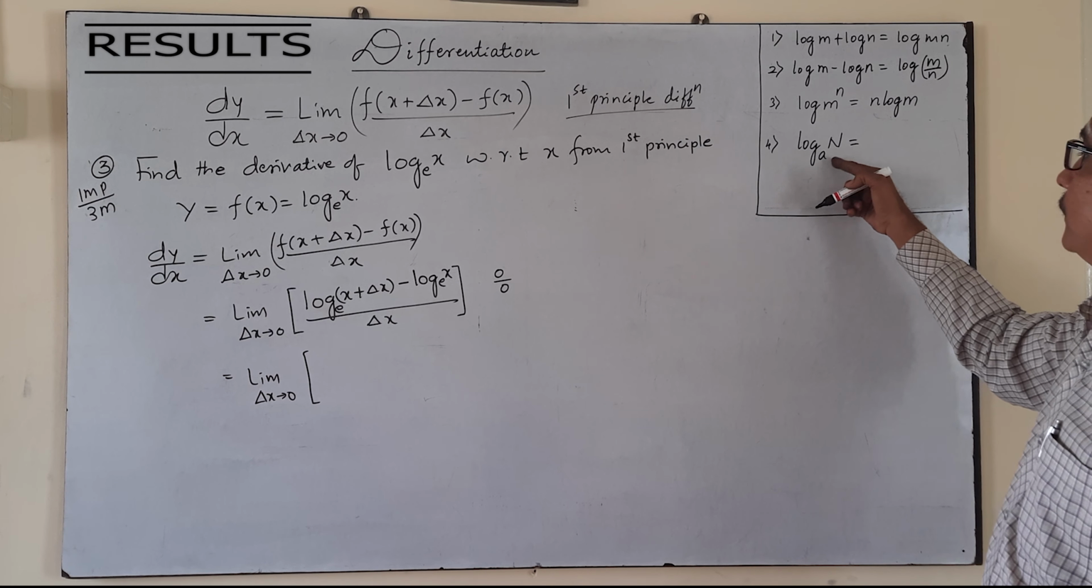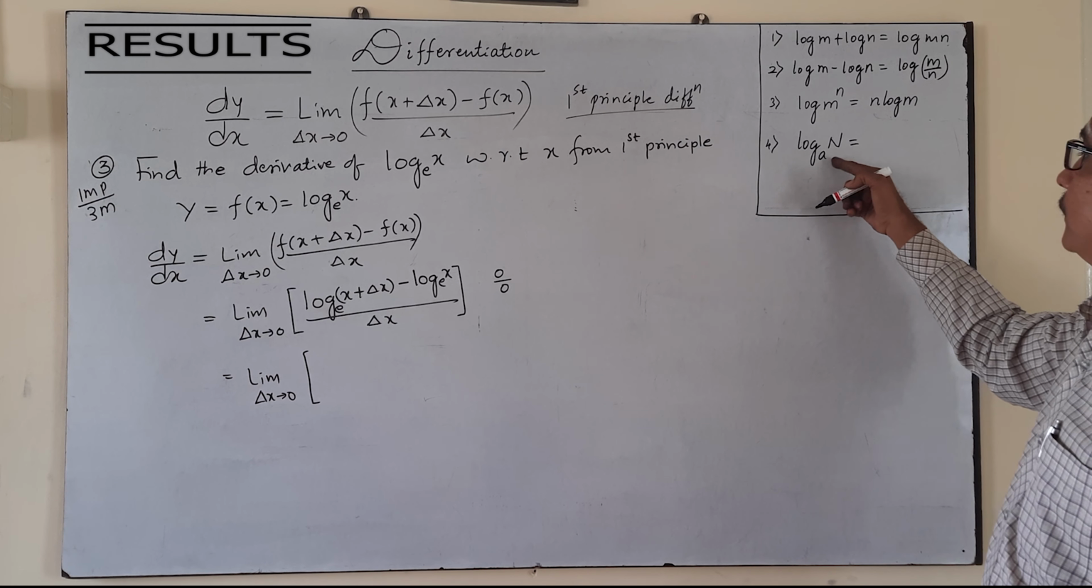Divided term by term, log of x by x, 1 plus delta x by x, to the base e, divided by delta x. Again put delta x equal to 0. Again it is in the indeterminate form, 0 by 0. Further simplify. How to solve? Now that is equal to limit delta x tends to 0.